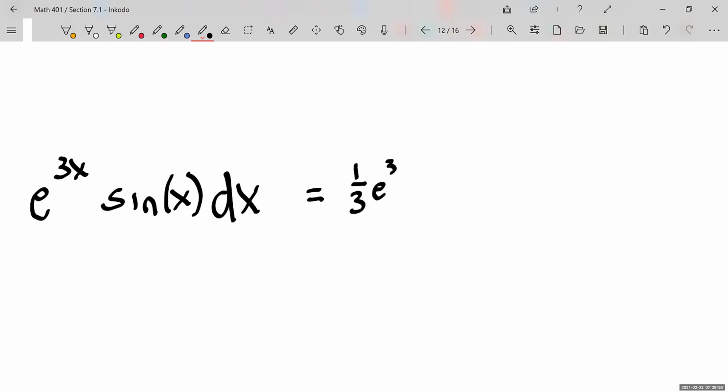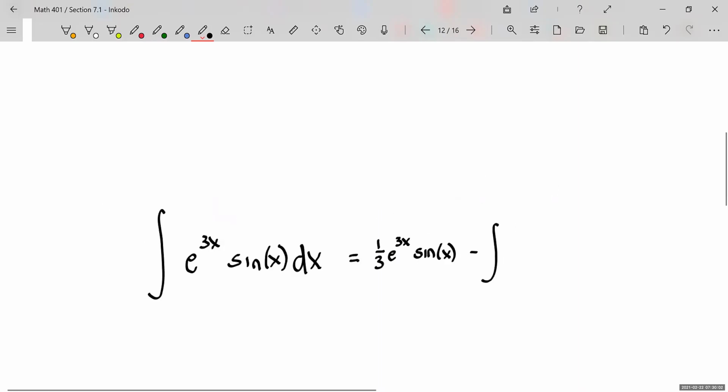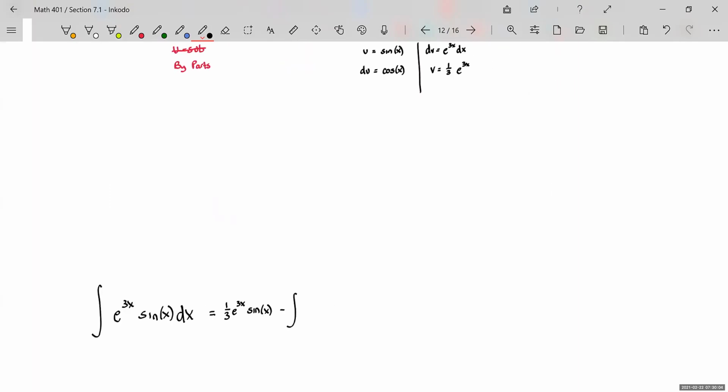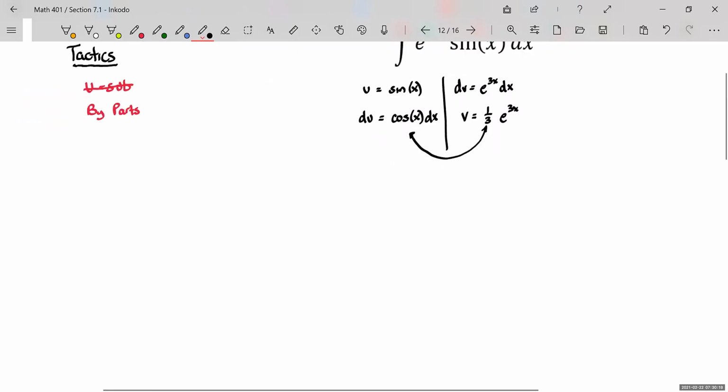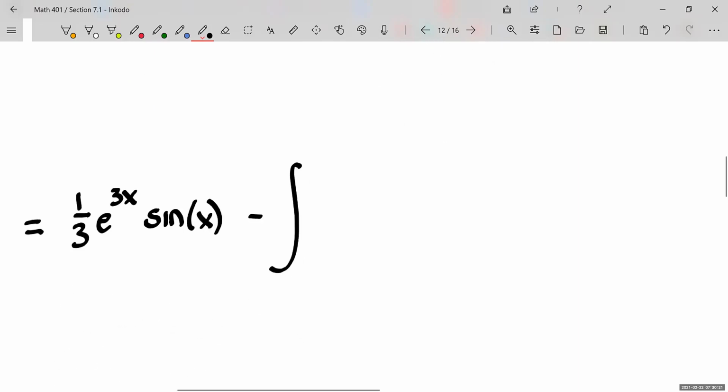e to the 3x times the sine of x minus the integral of v du. Going back up to the top, the integral of the product of these two right here. Oh, and that should be, by the way, a dx on the back end. Sorry about that. So that's a 1/3 e to the 3x cosine of x dx. I can at least bring the 1/3 out. 1/3 e to the 3x cosine of x dx.